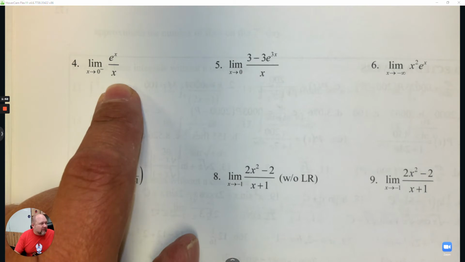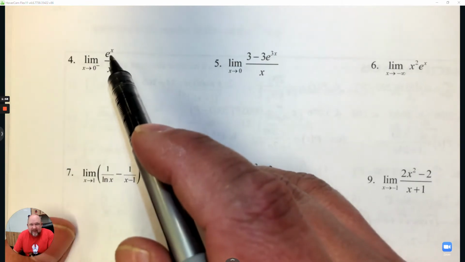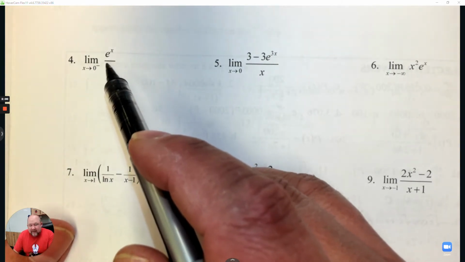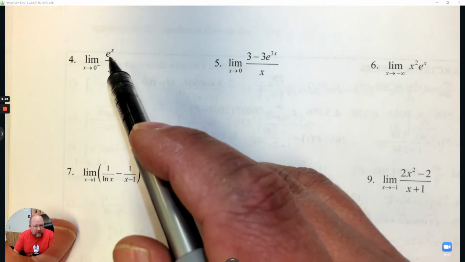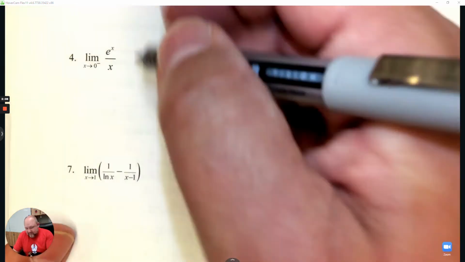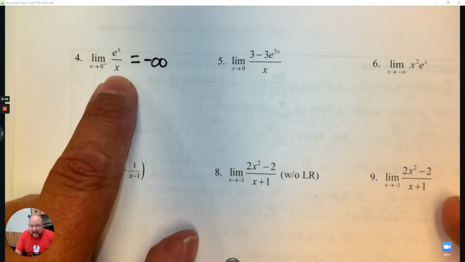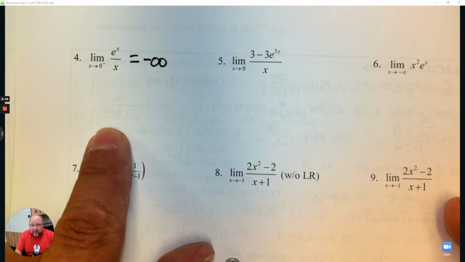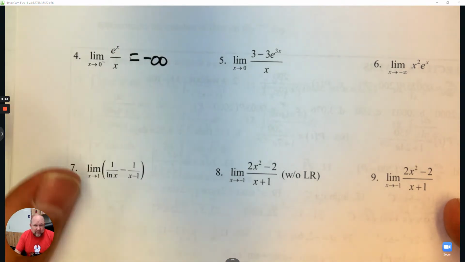But what happens from the left? How would we do that? From the left, as I plug in negative numbers here, like negative 1, negative 0.5, negative 0.2, what's happening here? What direction is it going from the left? The answer is this is going to negative infinity. There is an asymptote at 0. To the left, it goes down forever, and to the right, it goes up forever.